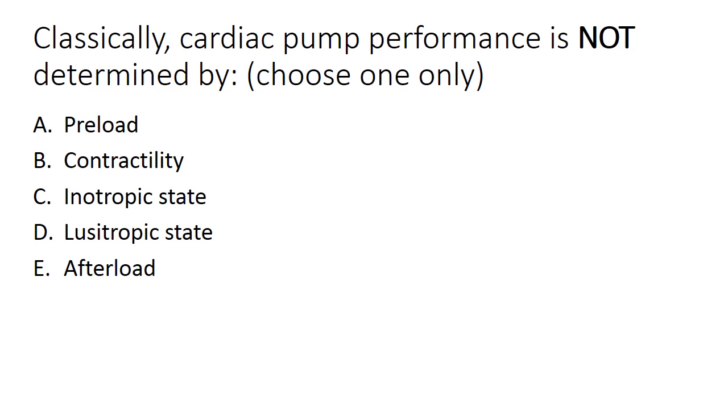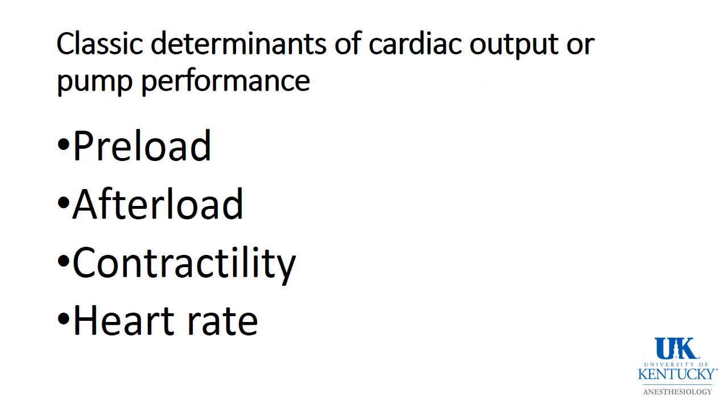So, time for another question. Classically, cardiac pump performance is not determined by A. Preload, B. Contractility, C. Inotropic state, D. Lusotropic state, or E. Afterload. Classically, cardiac output is determined by preload, afterload, contractility, and heart rate, not lusotropy, which is defined as the rate of myocardial relaxation.